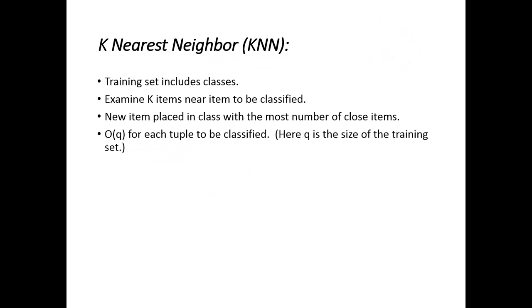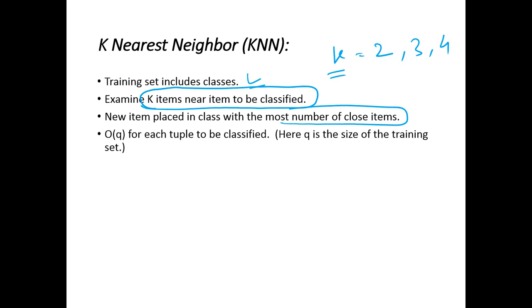Okay, so here is the data. We have got a training set that includes classes. The idea is to examine the k items near the item to be classified, and k could be 2, 3, 4, any number. You have the flexibility of choosing k. All you need to do is find a k and group that many data points around a particular data point depending on the value of k. I will take an example to understand that later. A new item is placed in the class with the most number of close items, which are very close by. That is the idea.